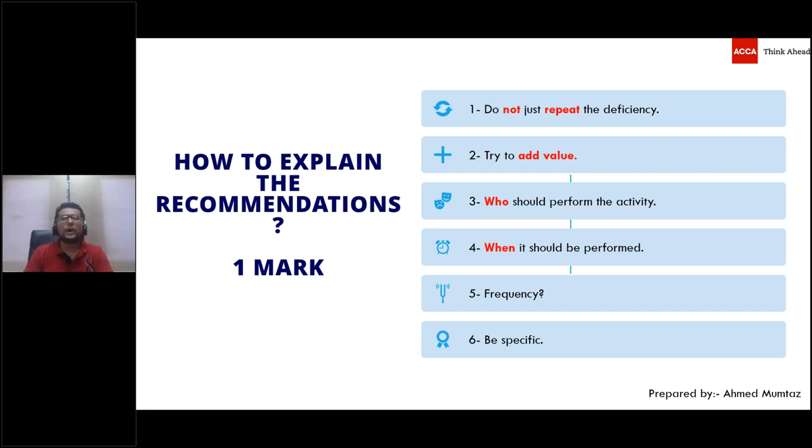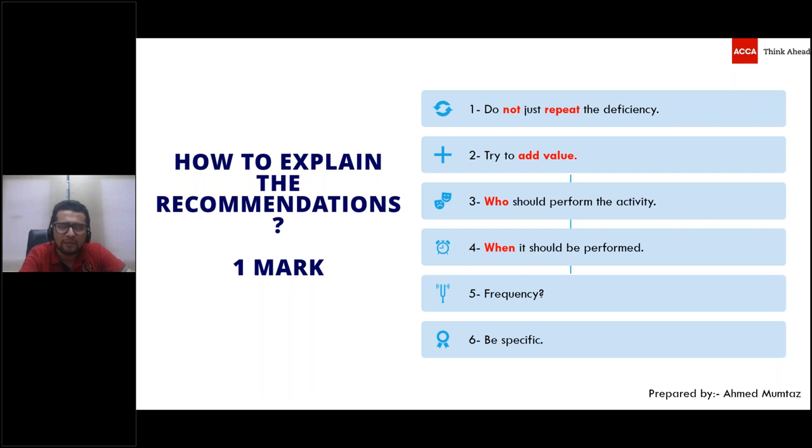How? When the goods are received, they are not checked for the quality. So a poor answer would say, when the goods are received, they should be checked for the quality. That's it. The examiner will not give you marks for just repeating the deficiency. You should try to add value. When the goods are received, there has to be a quality inspector who should evaluate the goods with respect to quality, and this activity should be performed on a daily or on a regular basis, at least on a sample basis. Now you will get 1 mark. So do not just repeat the deficiency.